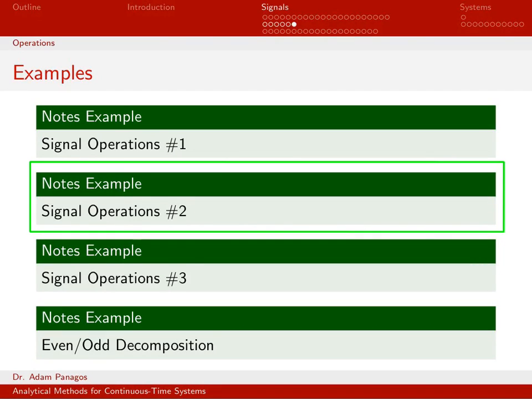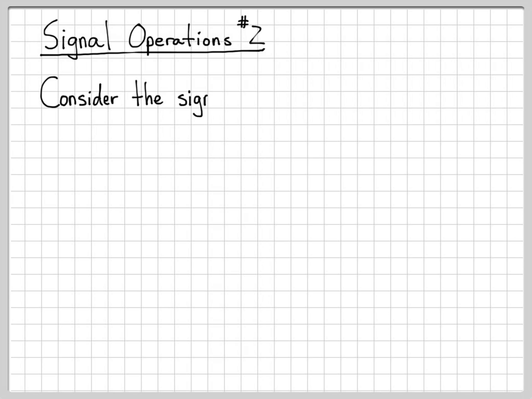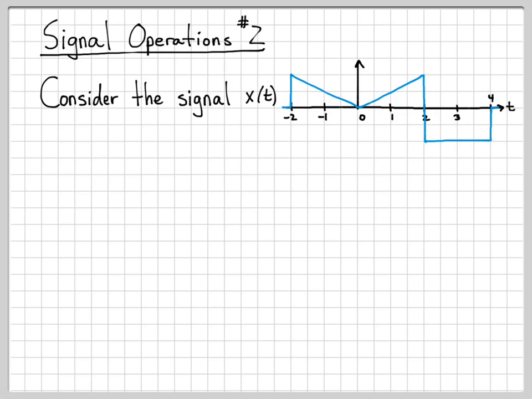All right, so let's work another example of doing some signal operations. This one will be a little bit more challenging though, because we're actually going to do some combined operations. So the signal that we're going to work with, again, we'll call it x of t. And in this example, the signal x of t looks like this. So a triangle, a rectangle, essentially. So that's the signal x of t.